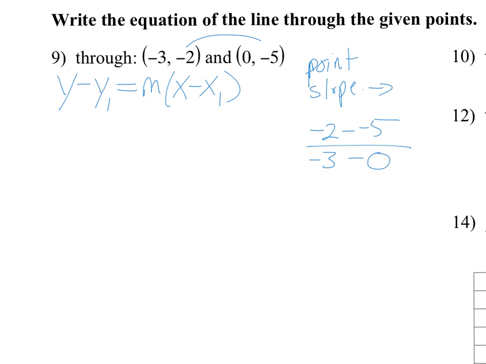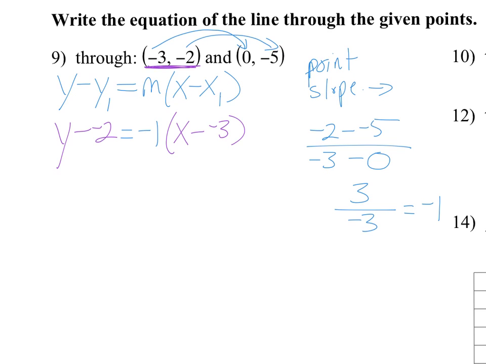I've got to keep the same order, so I connect those two and those two. And when I do that, I get positive 3 on top, negative 3 on the bottom, which is negative 1. Okay, that means that my slope number is negative 1. I can use either point, so I'll use both in this case. If I make this the point I use, we get y minus negative 2 is equal to negative 1, x minus negative 3, and you're done. If I chose to use the other point, it could be y minus negative 5 is equal to negative 1, x minus 0, and you can finish there. You don't need to go any further.